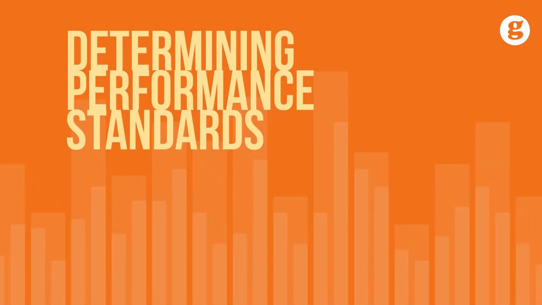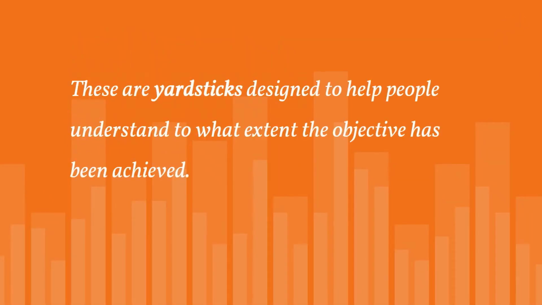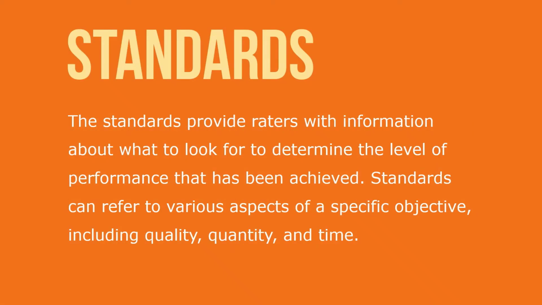Take a look at determining performance standards. After accountabilities and objectives have been determined, the next step is to define performance standards. These are yardsticks designed to help people understand to what extent the objective has been achieved. The standards provide raters with information about what to look for to determine the level of performance that has been achieved. Standards can refer to various aspects of a specific objective, including quality, quantity, and time.